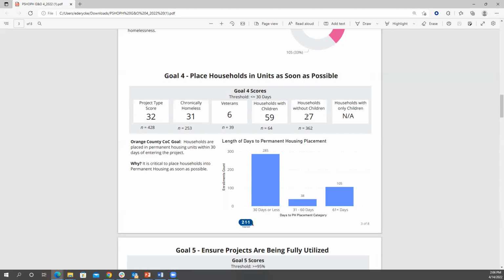And the bar chart is showing how many enrollments fell into each of these categories. So 285 enrollments were meeting the threshold of 30 days or less. That's about 67% of all the enrollments. And then 38 enrollments were between 31 and 60 days, and 105 enrollments were 61 plus days.